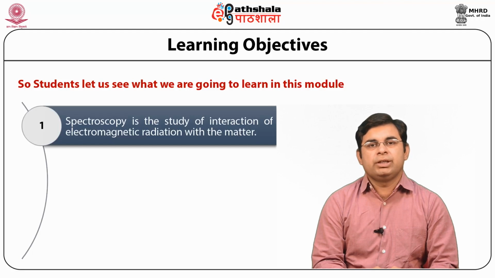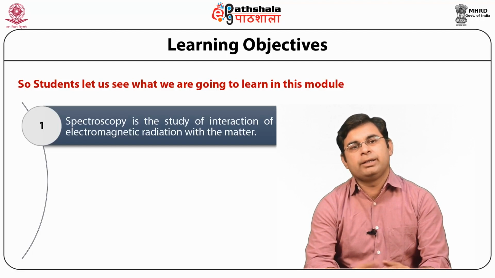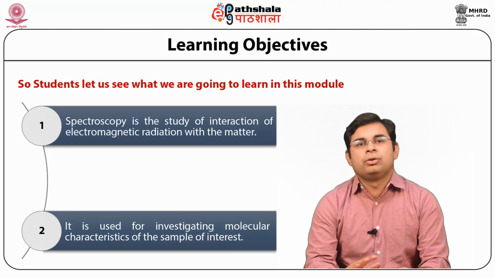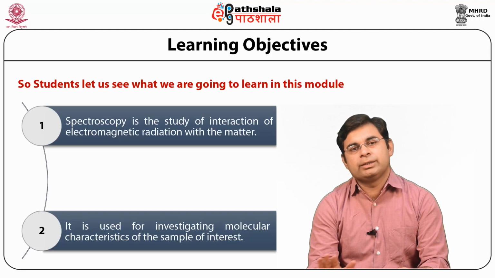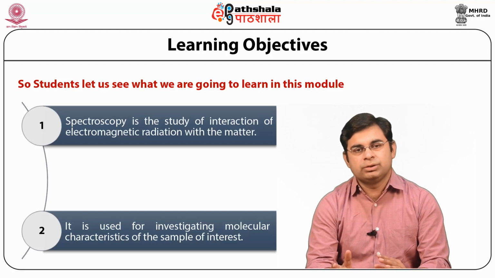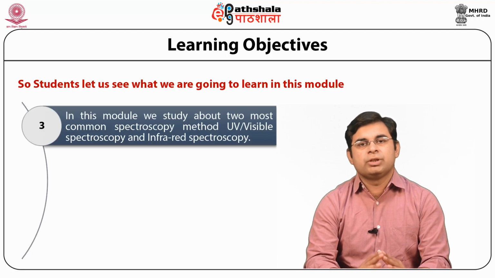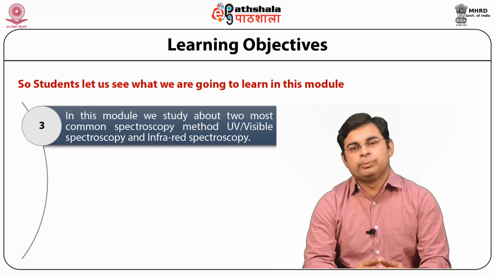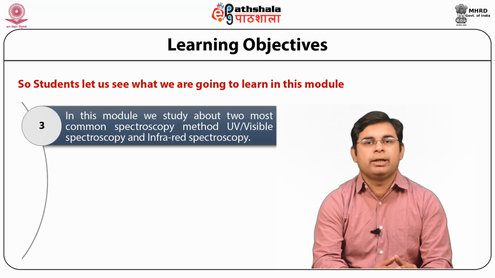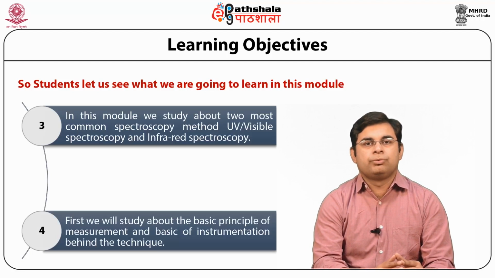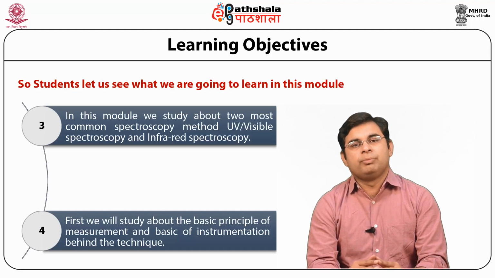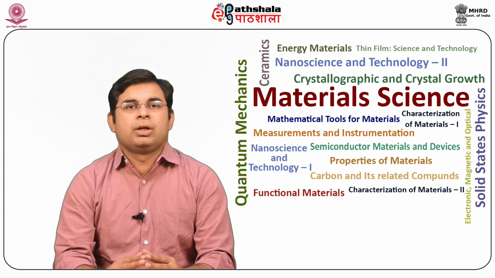Spectroscopy is the study of interaction of electromagnetic radiation with the matter. It is used for investigating molecular characteristics of samples of interest. In this module, we will study about two spectroscopic methods: UV-visible spectroscopy and infrared spectroscopy. First, we will study about the basic principle of measurement and the basic of instrumentation behind the technique.